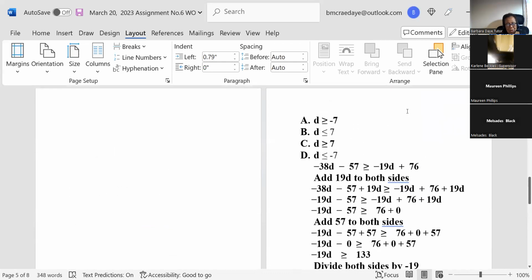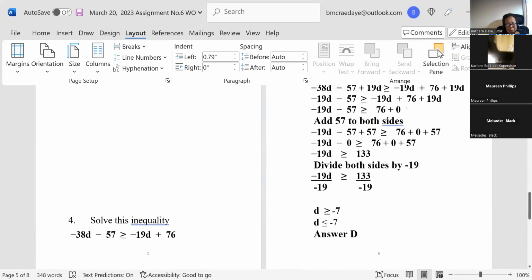The goal, in all cases, is to get the variable on the left, right? In this case, you've got variables on both sides, so you need to get the variables together. So your goal is to combine the minus 19D with the minus 38D, and the minus 57 with the 76. It doesn't matter which step you do first. When you look at this, you say, oh, this is a negative, so I've got to add it. So add the 57 and the 76. So you've got your 133.